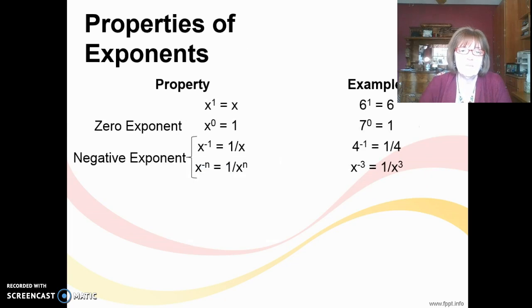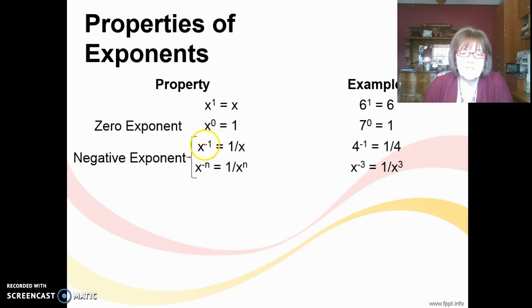So I want to start out by doing a quick review of a few of our exponent properties that we learned many units ago. These are the exponent properties that we're going to be using. First of all, anything raised to the 1 power is itself. And anything raised to the 0 power is 1. So these are two properties, and you can see examples over here, that we are going to be using.